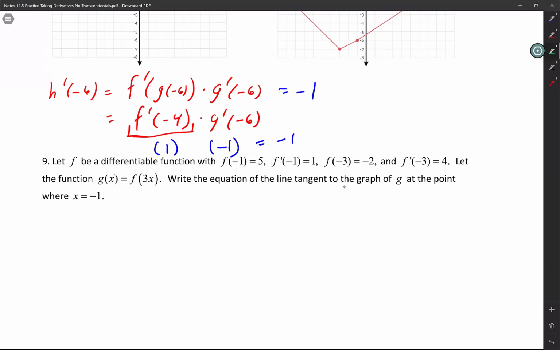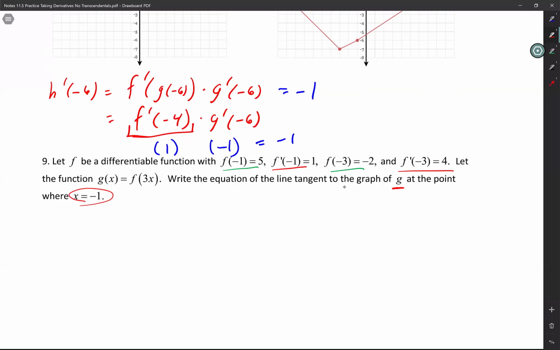I haven't read the question, so let me read it. Let f be the differentiable function. So these are points. Oh, not all points, just those 2 are points. And these here in red are slopes, slope and slope. Let the function g of x equal f of 3x. Write the equation of the tangent line to the graph of g at the point x equals negative 1. Okay, so I want a tangent line on g.